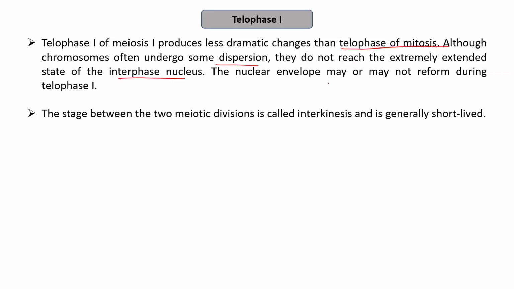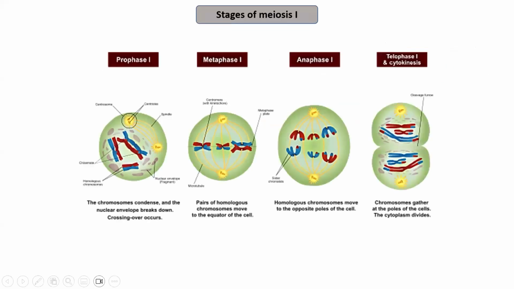The nuclear envelope may or may not reform during the telophase, called the interkinesis, and is generally short-lived. So between two meiotic divisions also, the stage is called the interkinesis, and this interkinesis is short-lived as compared to what we see in mitosis. So these are the 4 different stages of meiosis 1.